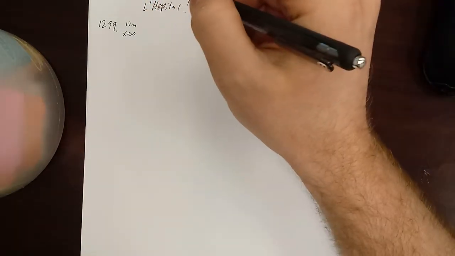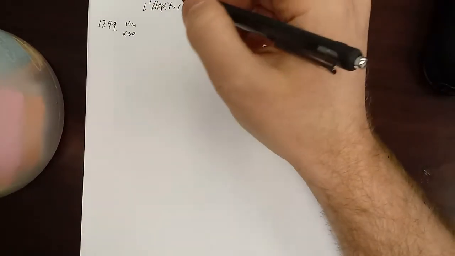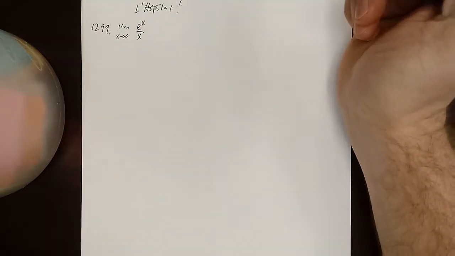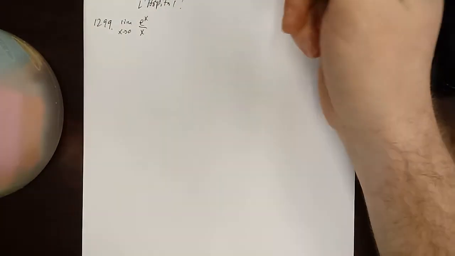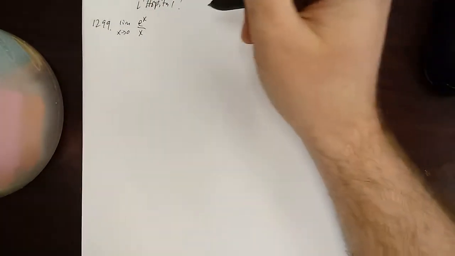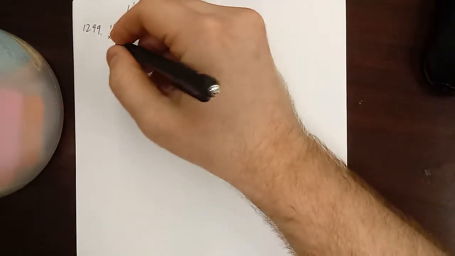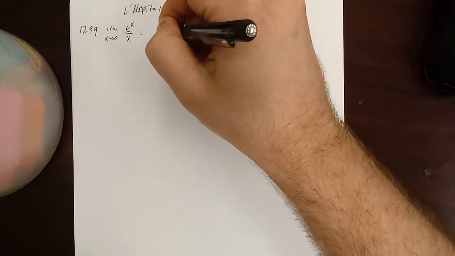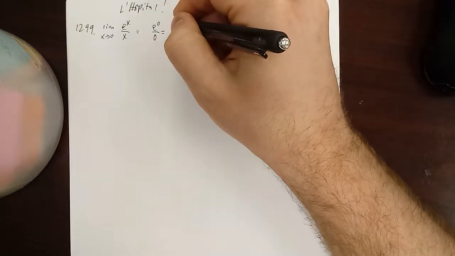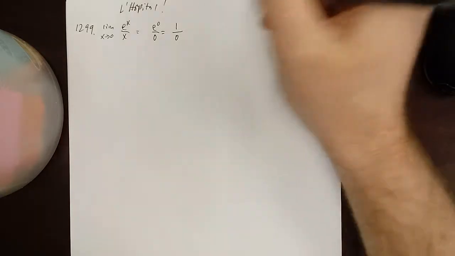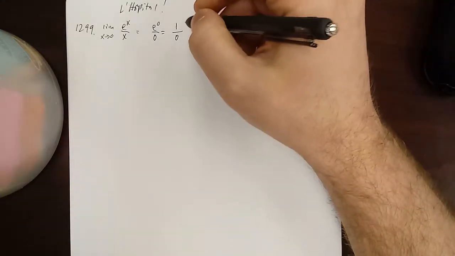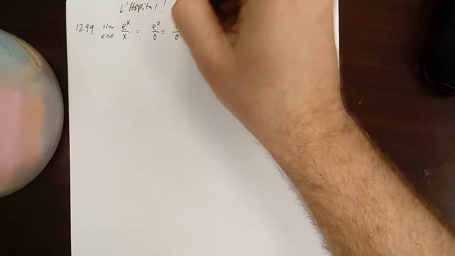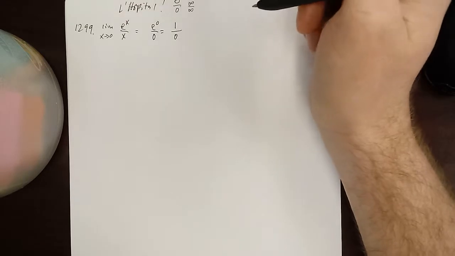So the first question, 1299, says the limit as x goes to 0 of e to the x over x, and so it says L'Hopital, so my gut reaction is to use L'Hopital's rule. However, I need to double check direct substitution first. Can I just directly substitute in? Let's see, e to the 0 is 1 over 0. No, it's a failure. However, I can't use L'Hopital's because L'Hopital says 0 over 0 or infinite over infinite. So because of that, we're stuck.